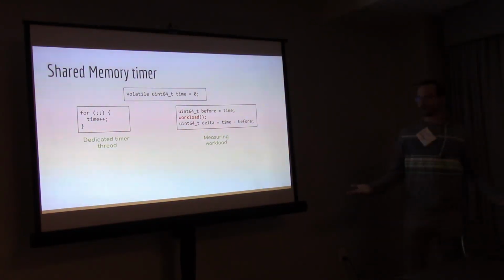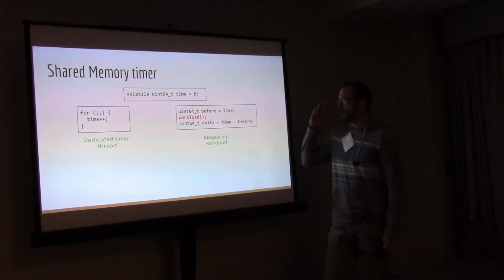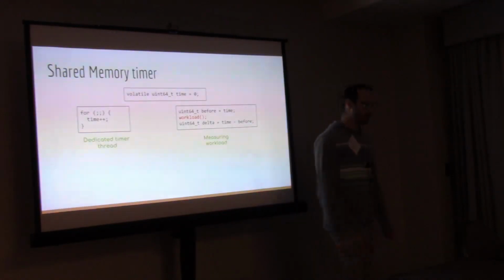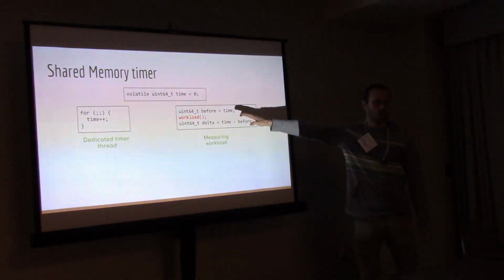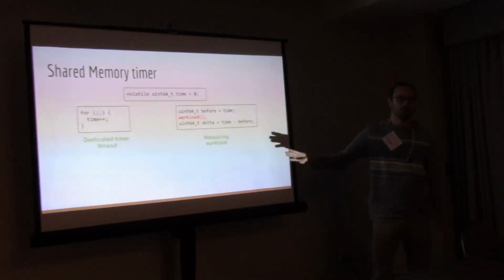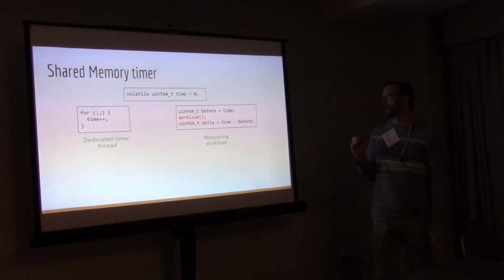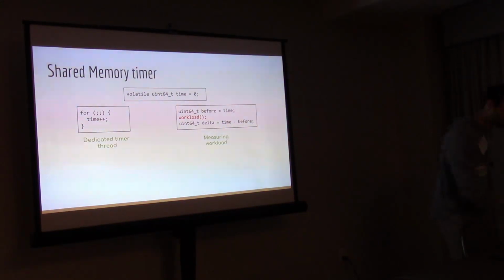So this is how you do it in shared memory. It's dead simple. You can do this in 5 minutes. You just have one thread increment a counter in a global variable, and that's it. Then you can read it in the other thread and just use that as your time. And that has extremely high resolution.